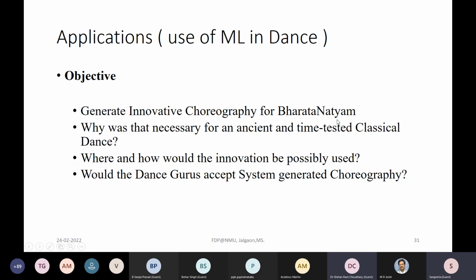Why only Bharatanatyam? Because it is the mother of all the dances and it is also an ancient time-tested classical dance. But why were we trying to work for something which is already 200 years old or more? Where and how would this choreography be possibly used? And would the dance gurus, you know how skeptical they are. We have faced them. They have their set ways. We have learned this, we want to do this, we don't want anything else. So there were several challenges to this application.